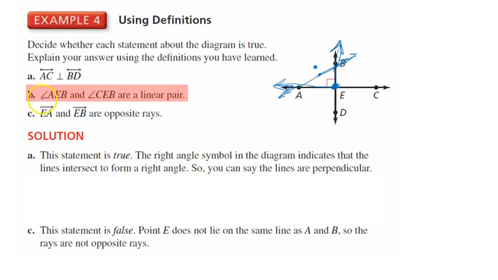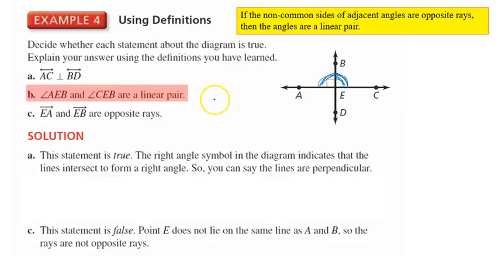B, let's do B now. Angle AEB, this angle right here, and angle CEB, this angle right here, are a linear pair. Well, shucks. What's the definition of a linear pair? If the non-common sides of adjacent angles are opposite rays. These are adjacent angles because they share the side ray EB. So their non-common sides are ray EA and ray EC. If the non-common sides of adjacent angles are opposite rays, see, now you know why I did C first, so we could look at what the definition of opposite rays is.